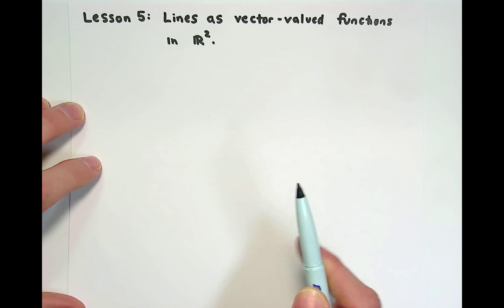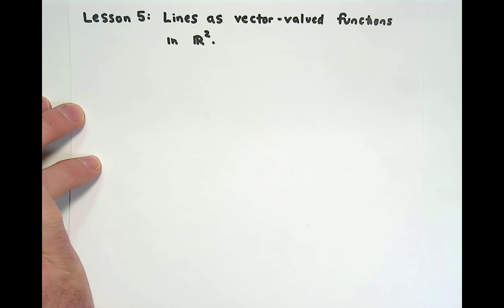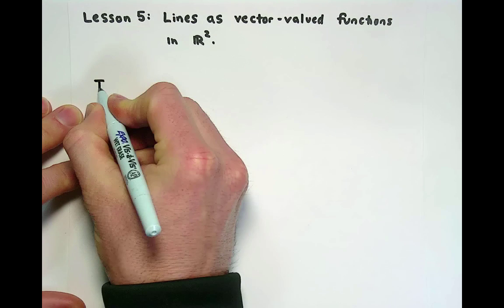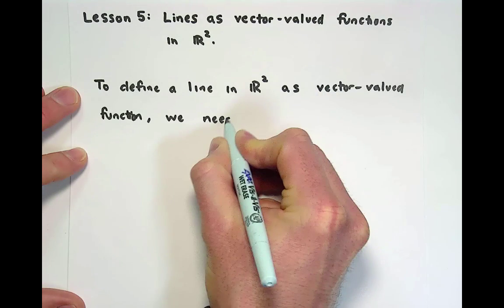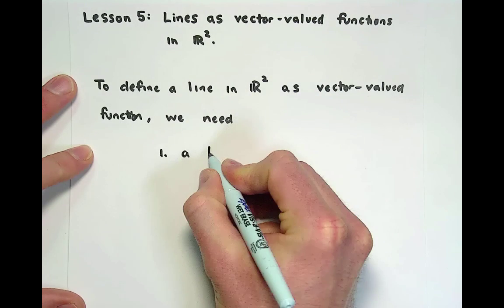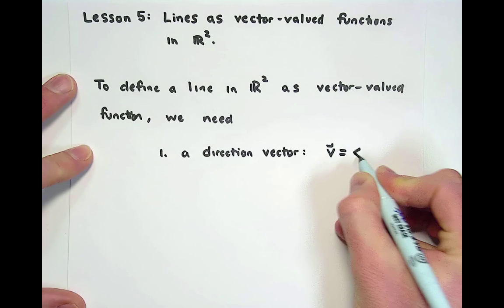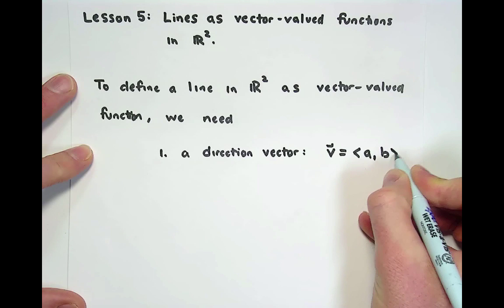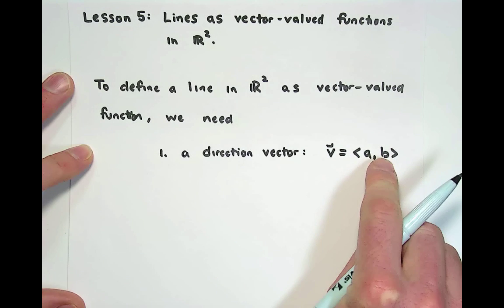Welcome back. In this part of lesson 5, we're going to talk about the general equation for a line as a vector-valued function in R2. To define a line in R2 as a vector-valued function, we need two things. A direction vector, which we'll call v, and we'll say that v has the direction a comma b. We go a units over and b units up.